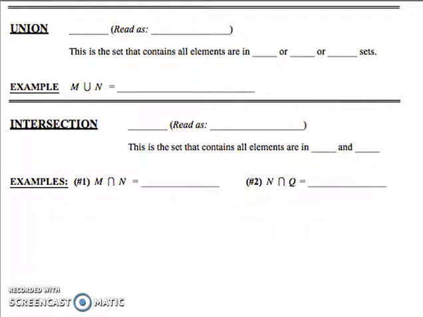Next, we're going to talk about unions. So when you see a union, it's going to look like this. We could have set S, union, so it just looks like a big capital U, set T. Okay, so this is read the union of S and T. So the union of S and T is the set that contains all of the elements that are in S or in T or in both sets.